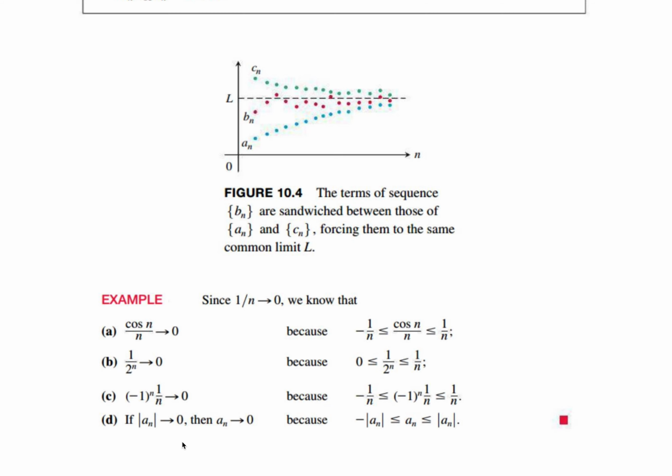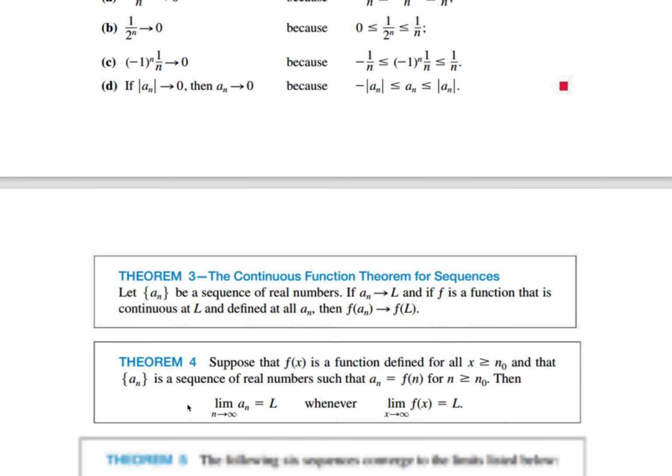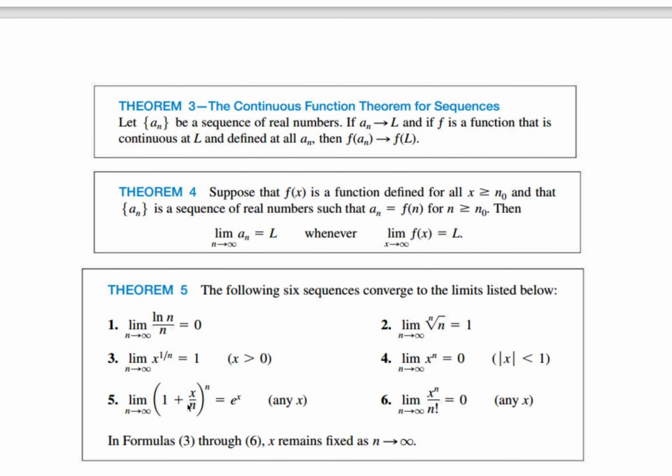And then if the absolute value of a sequence goes to 0, then that sequence a sub n will also go to 0. So that's just using that sandwich theorem. And again, we will come back and do an example of this later. If you go to the next page, we've got a few more theorems.